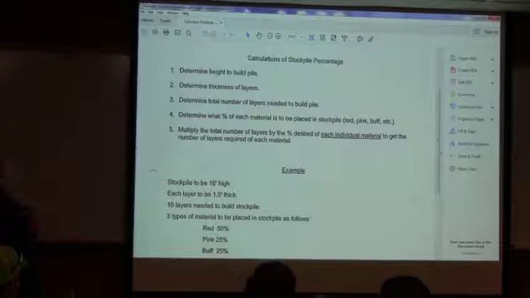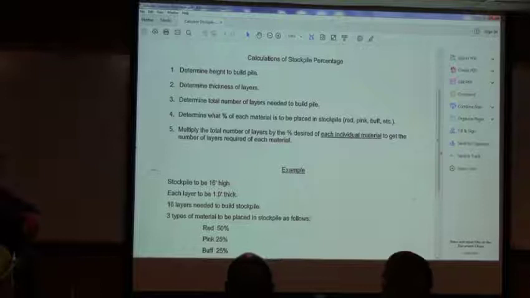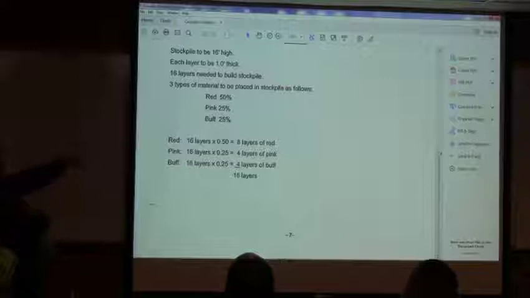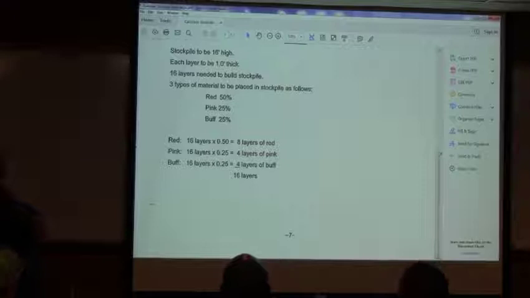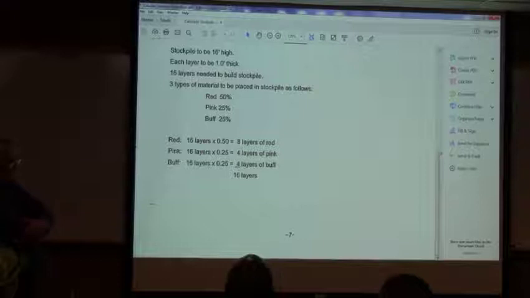Three types of material. All righty then, there's your deal right there. Now, if you build a 20 foot one, that's not going to work, but that works pretty good for me because most of mine are 16, but I don't have blended stockpiles anymore.